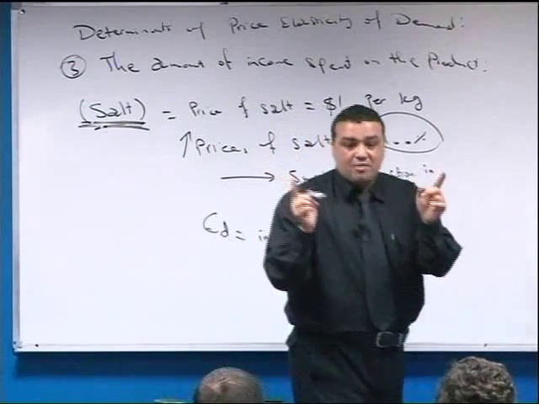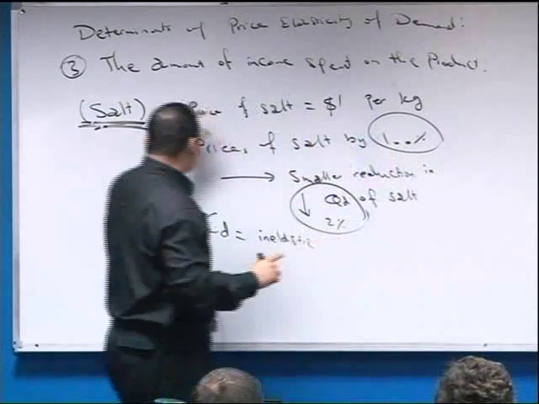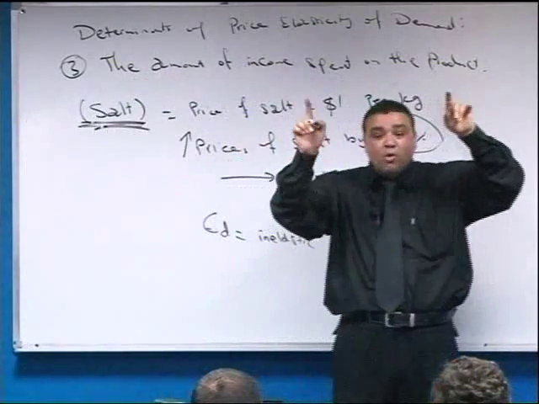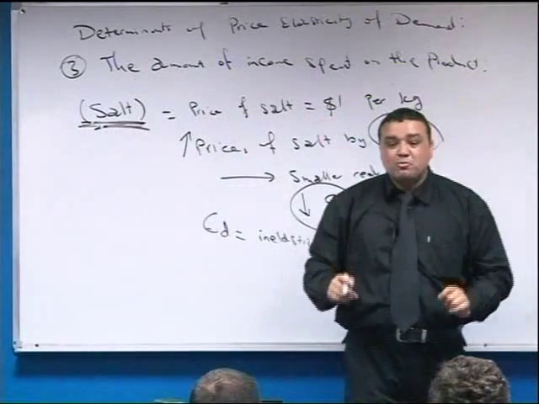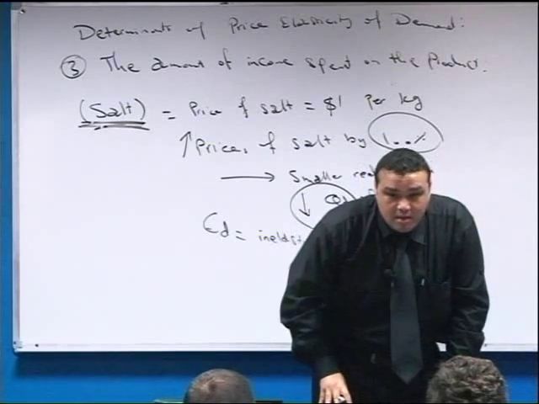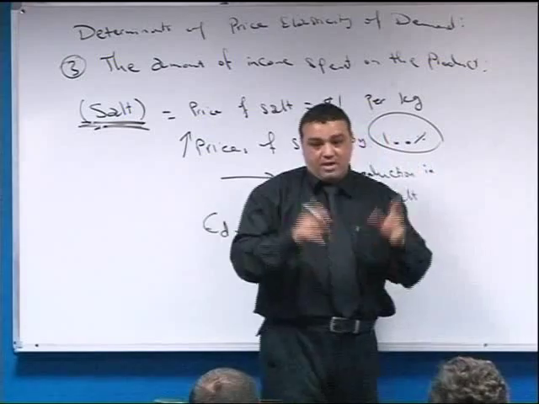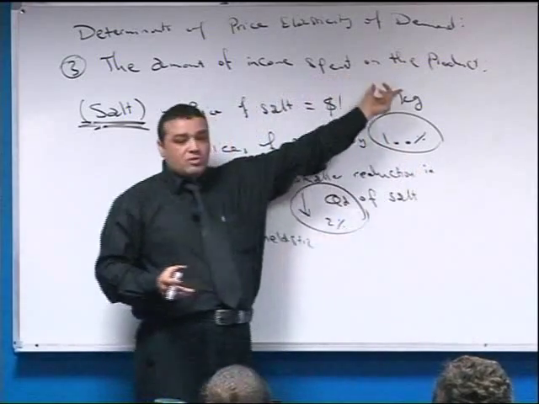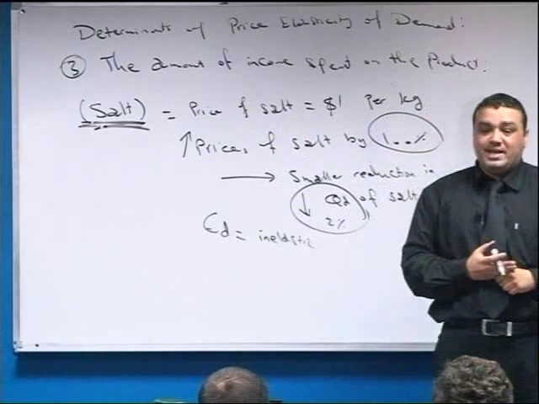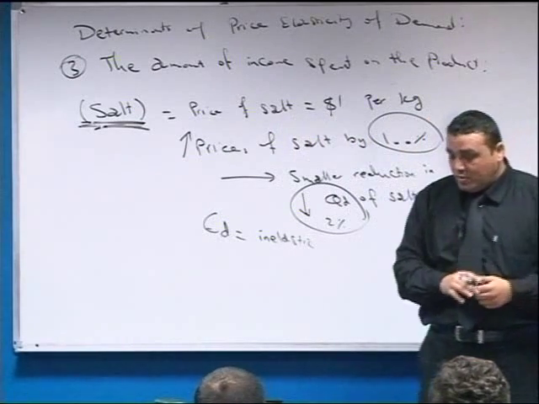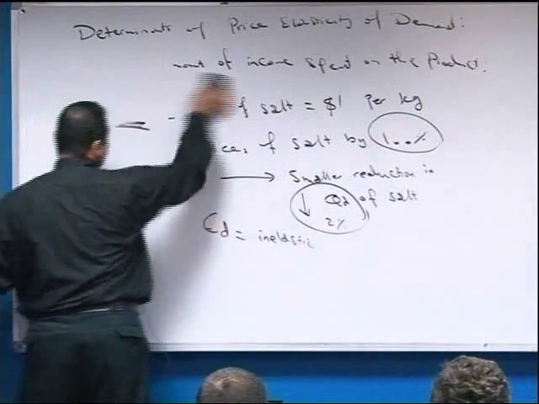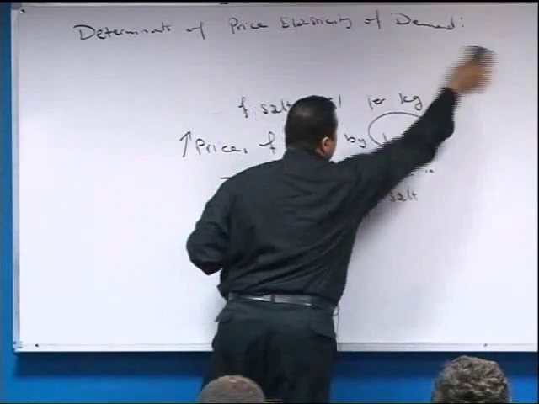So the general conclusion is, if the amount of income spent on the product is small, the demand would be less elastic or inelastic, right? Okay? And vice versa for sure. If the amount of income spent on the product is large, in this case the demand would be more elastic, right? What about the fourth determinant of the price elasticity of demand?